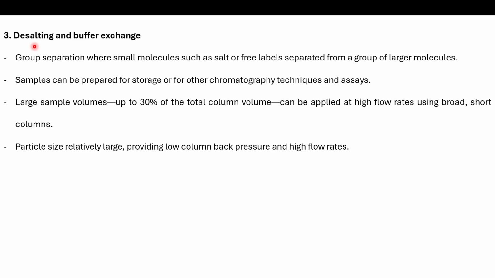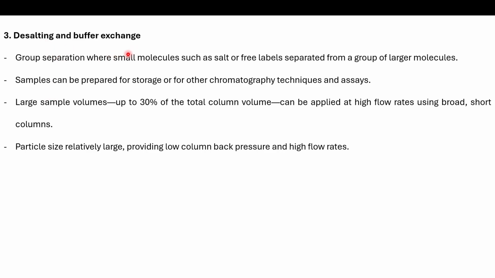So for that, we can pass it through desalting columns, where the salts get separated from the molecule of our interest, and then we can get only the molecule of our interest and send it for mass spectrometry. Okay, this is just an example, so there can be other examples as well.